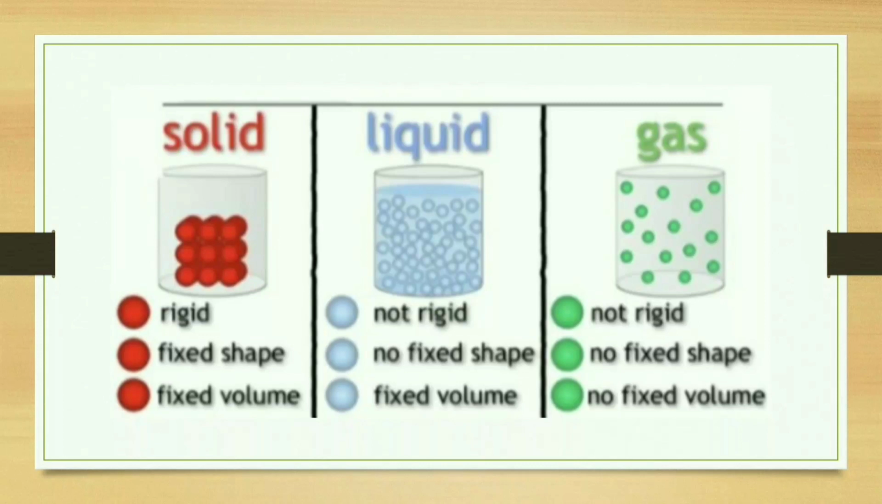Then moving forward, we have solid, which is rigid, with fixed shape and fixed volume. Liquid, which is not rigid, it does not have fixed shape but a fixed volume. Gas, not rigid, no fixed shape and no fixed volume.